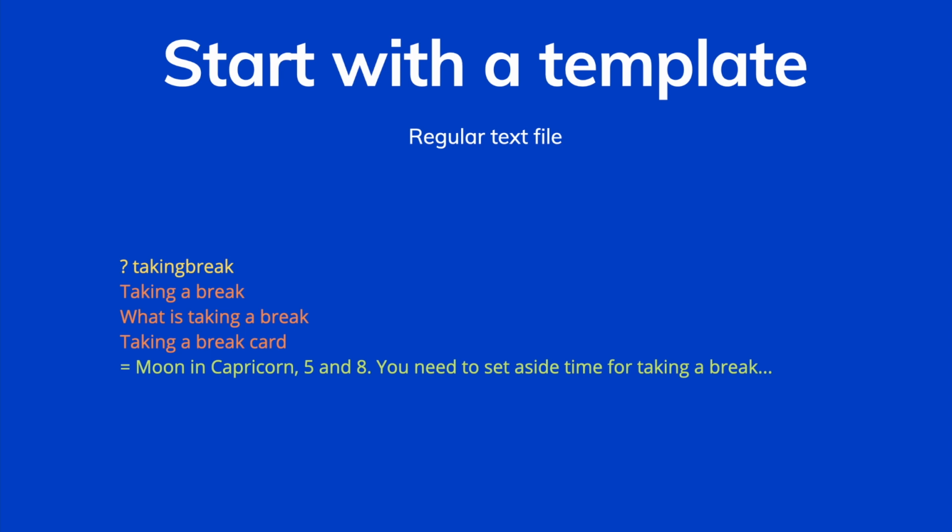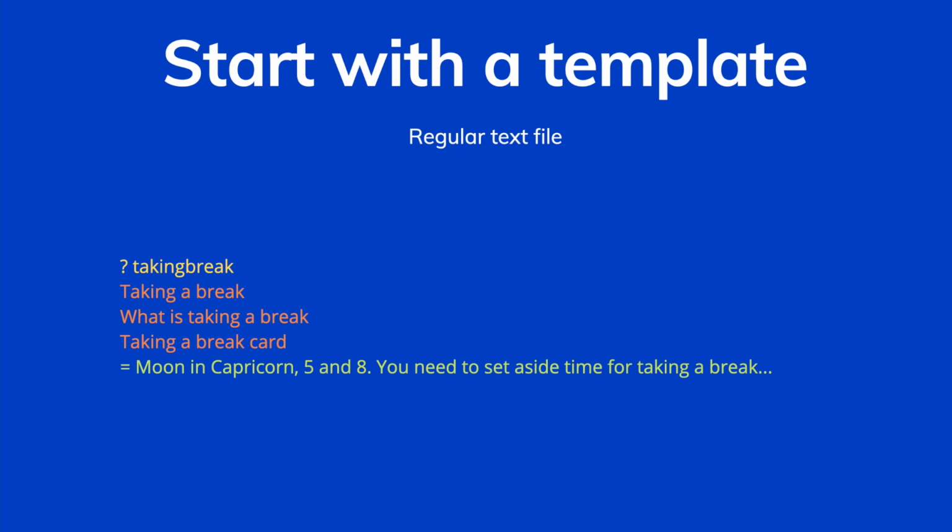So here's what we're going to do. We're going to create a text file. And the text file is just a regular old text file. For each card you have, you're going to include the following: a question mark with a card title, and then things that a user would say to get this card. In other words, I have a card called Taking a Break. So I have taking a break, what is taking a break, and taking a break card.